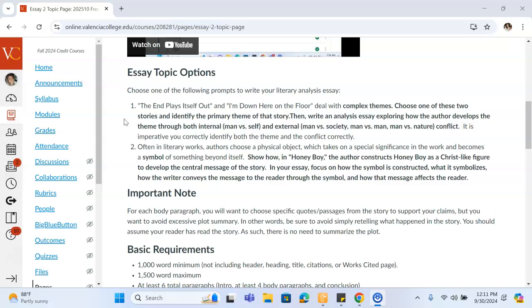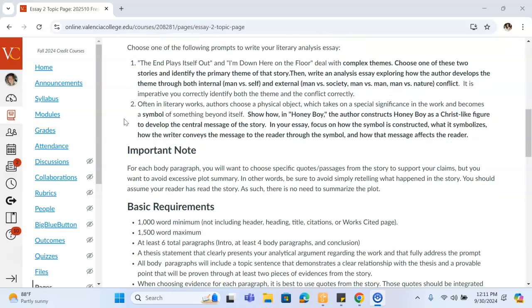All right, for option two. Often in literary works, authors choose a physical object which takes on a special significance in the work and becomes a symbol of something beyond itself. Show how in Honey Boy, the author constructs Honey Boy as a Christ-like figure to develop the central message of the story. In your essay, focus on how the symbol is constructed, what it symbolizes, how the writer conveys the message to the reader through the symbol, and how that message affects the reader.